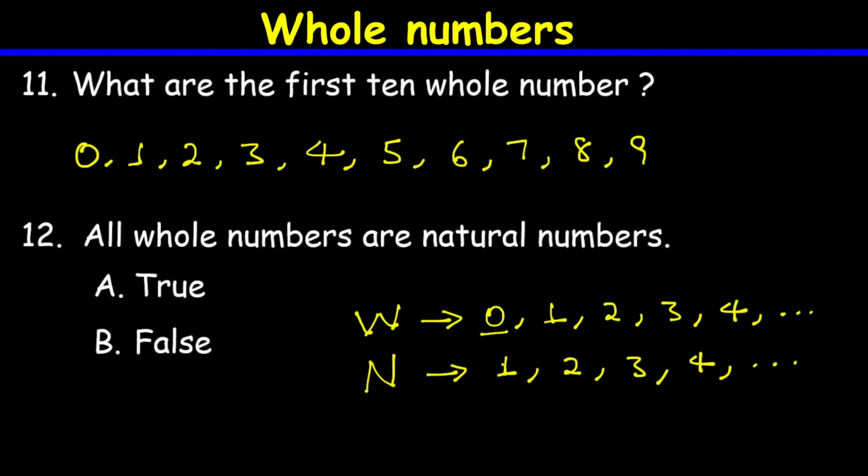Therefore, because 0 is not a part of natural numbers, all whole numbers are not natural numbers. Therefore, the answer is B, false. All whole numbers are not natural numbers. But the other way around is true. All natural numbers are whole numbers.